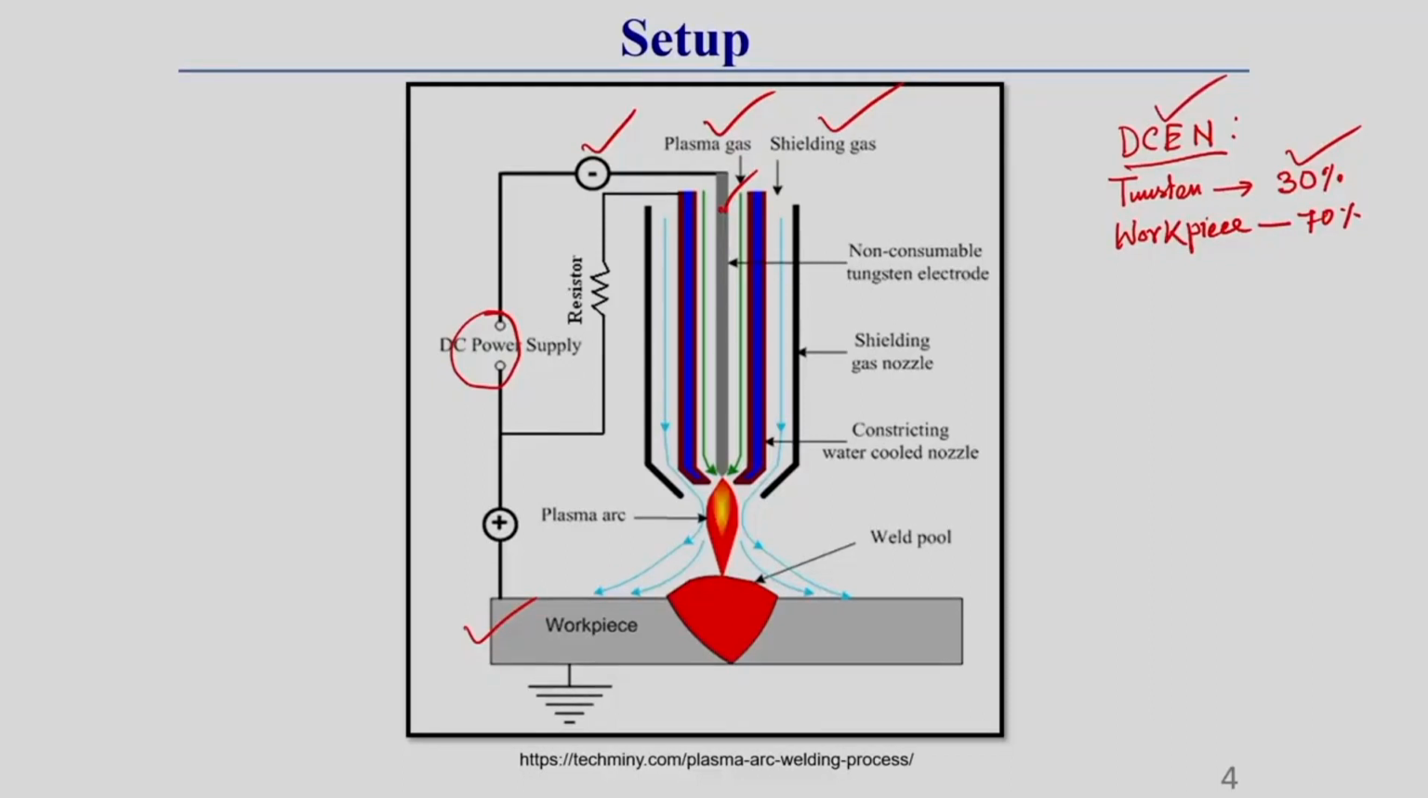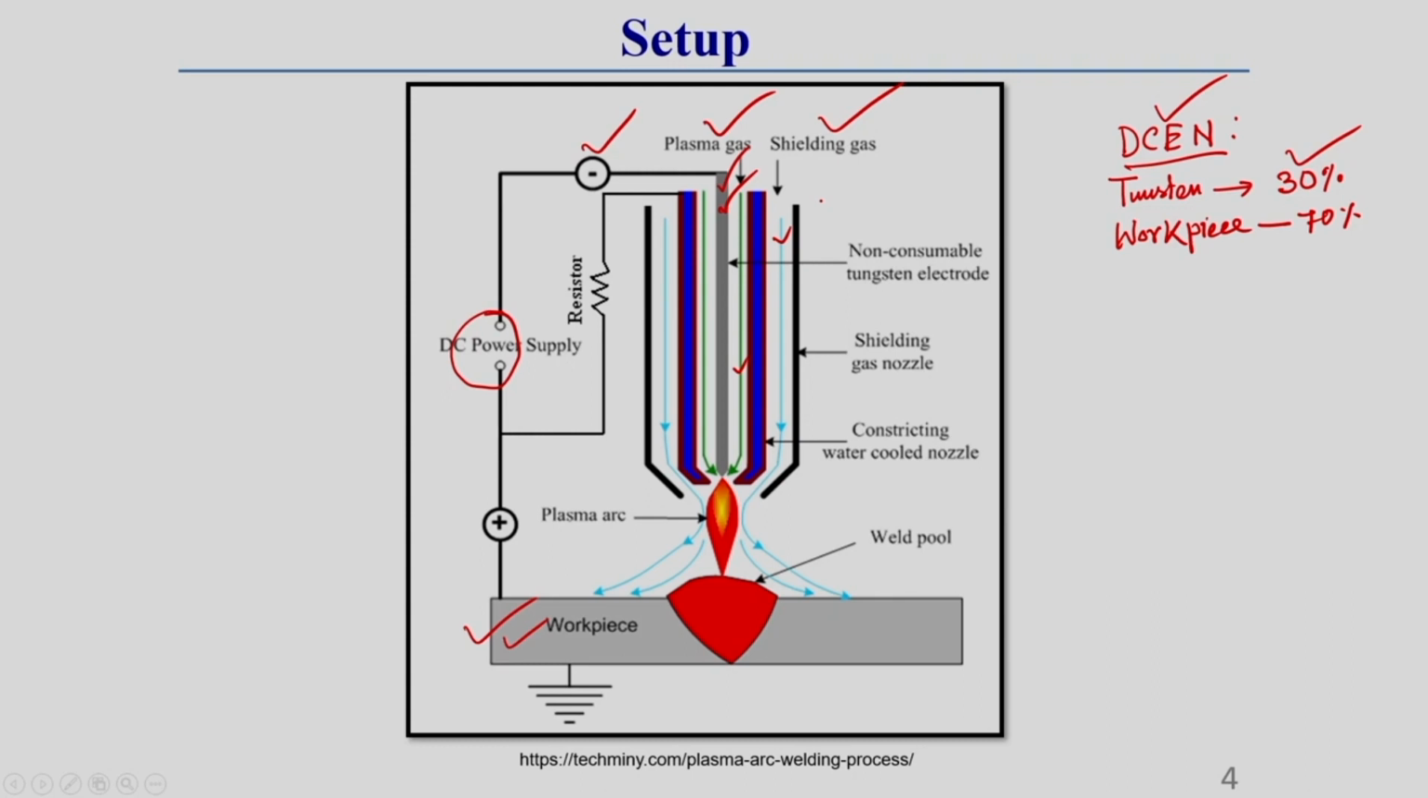Okay. Now, that is why DCEN generally. Here I have shown a direct current power supply whose negative terminal is connected to the non-consumable electrode, that is the tungsten electrode, that you can see here. Another terminal, the positive terminal, is connected to the workpiece. Outside this tungsten electrode is generally put inside the copper nozzle as well as the shielding gas nozzle. You can see this green colored arrow represents the plasma gas and this blue colored arrow represents the shielding gas.